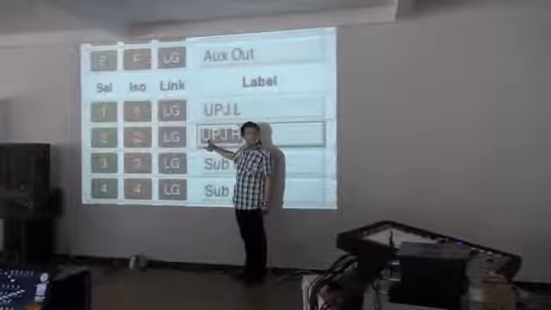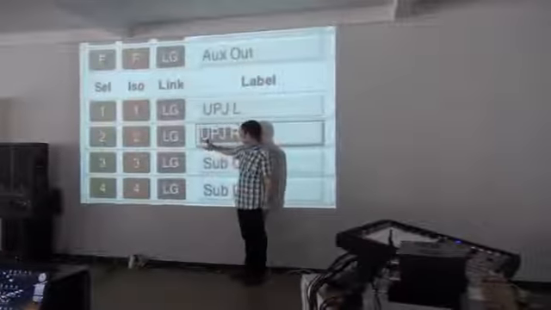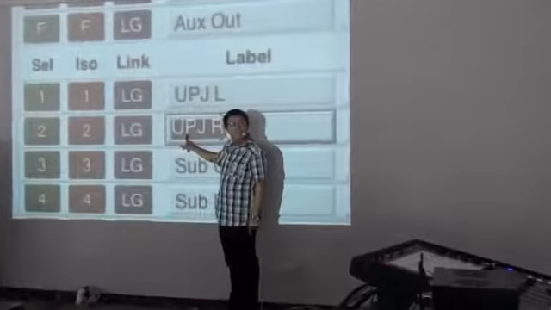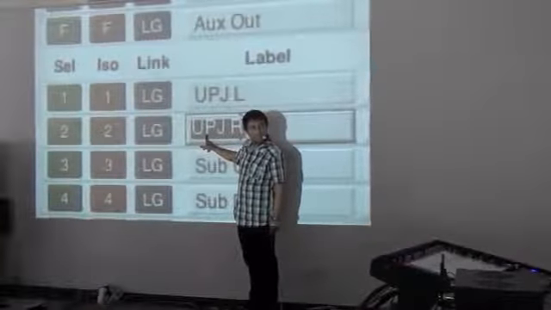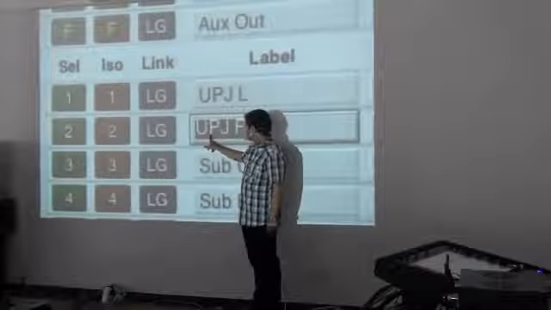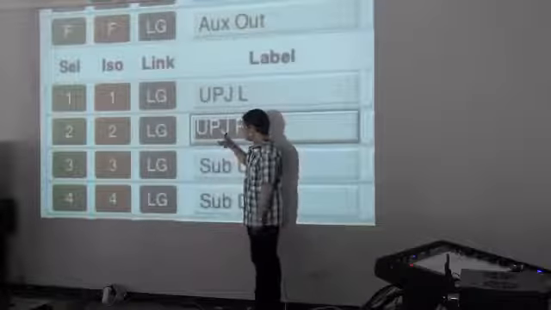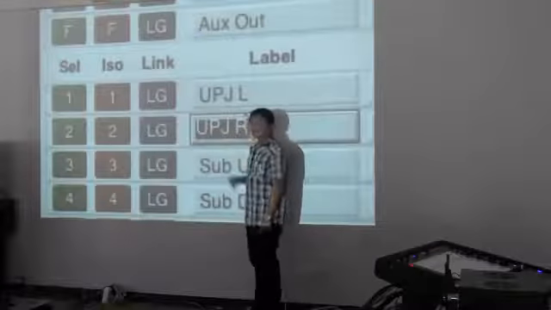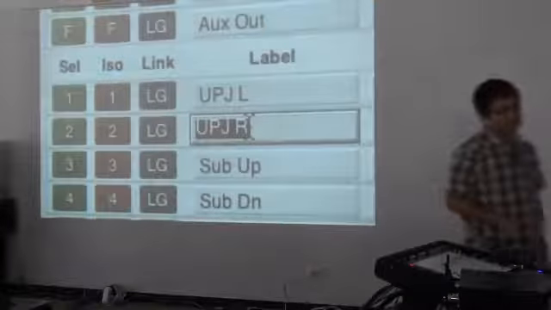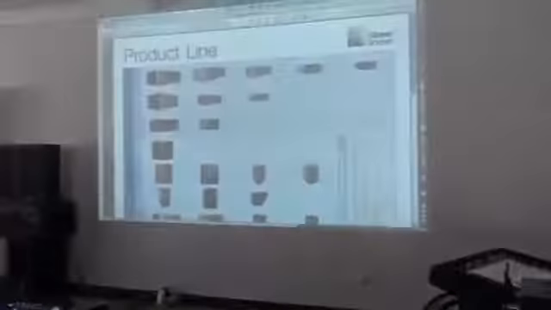U means ultra. P means public. J, I don't know what J is. And R means right. I don't know this, because I can only tell you from others.